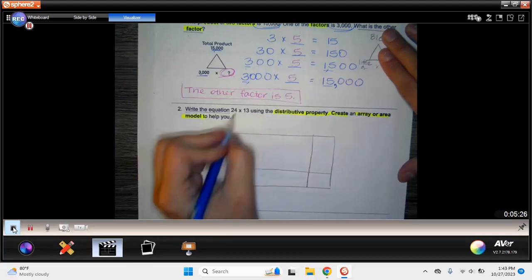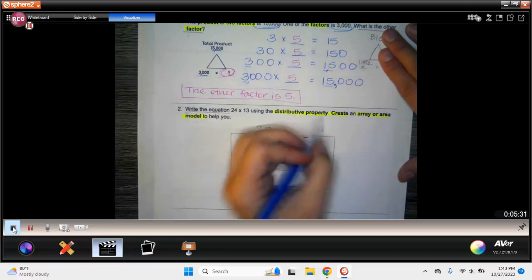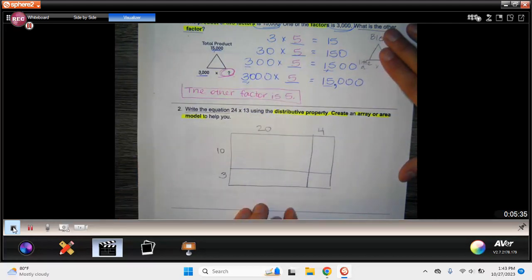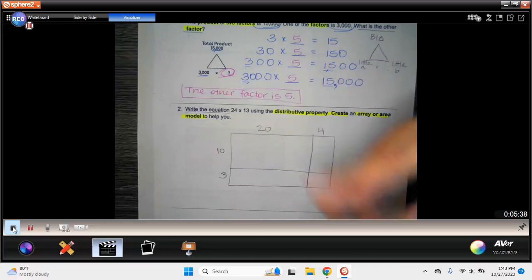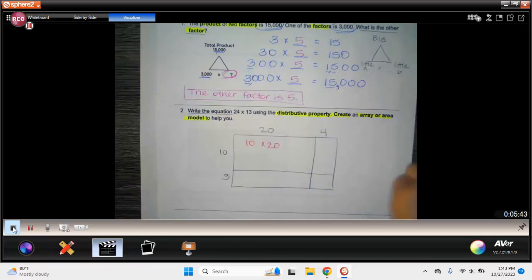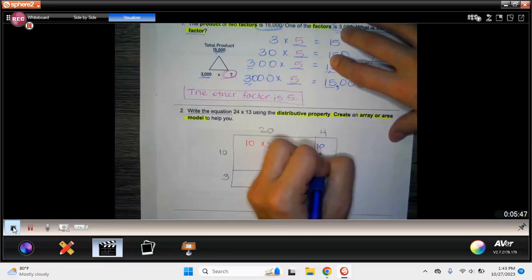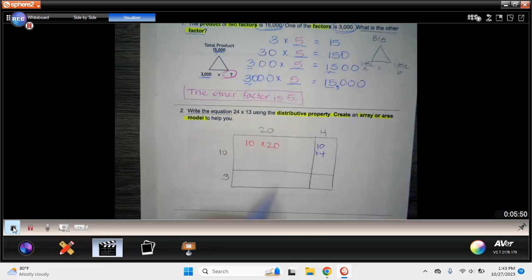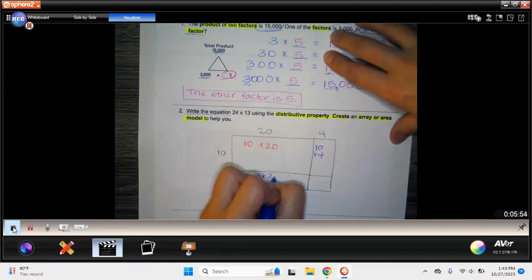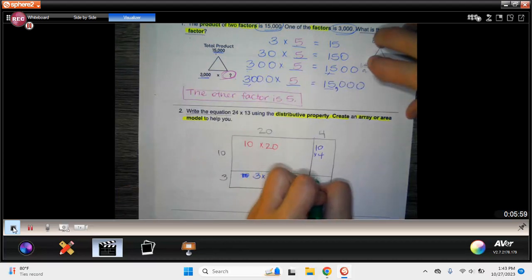I know that 24 is broken up by 20 and 4, and 13 is 10 and 3. In this box, I am doing 10 times 20. This box right here, I am doing 10 times 4. This box, I'm doing, sorry about that, 3 times 20. In this box down here, I am doing 3 times 4.